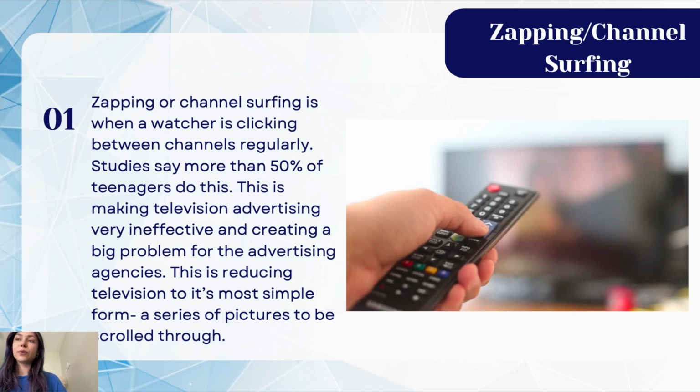Now, in the next slide, we're going to be talking about zapping, also known as channel surfing. So zapping or channel surfing is when a watcher is clicking between channels regularly. Studies say that more than 50% of teenagers do this. This is making television advertising very ineffective and creating a big problem for the advertising agencies. It's reducing television to its most simple form, which is a series of pictures to be scrolled through.